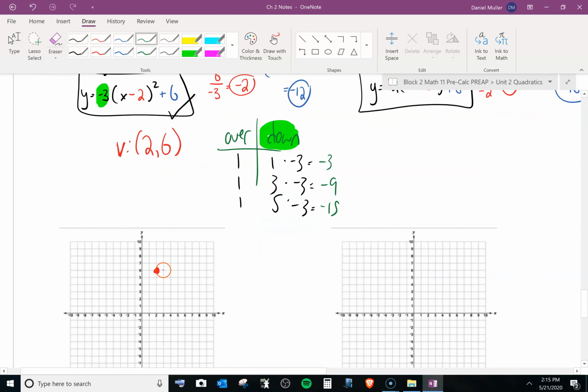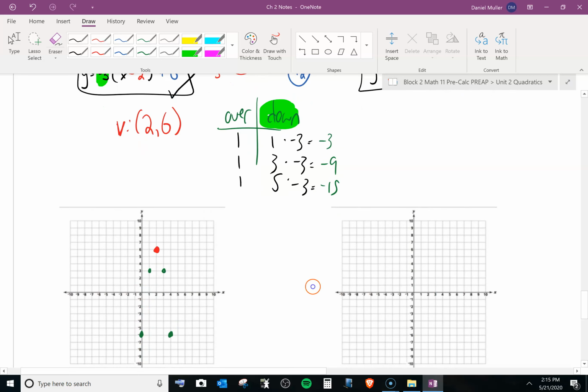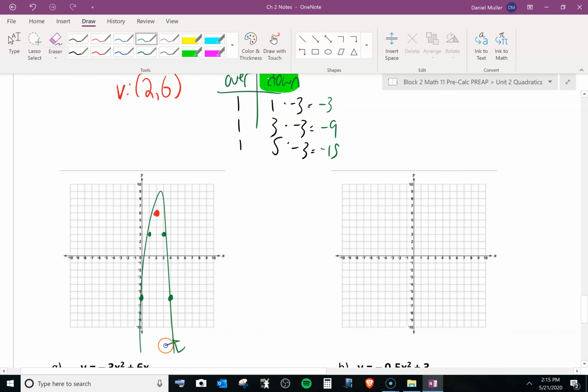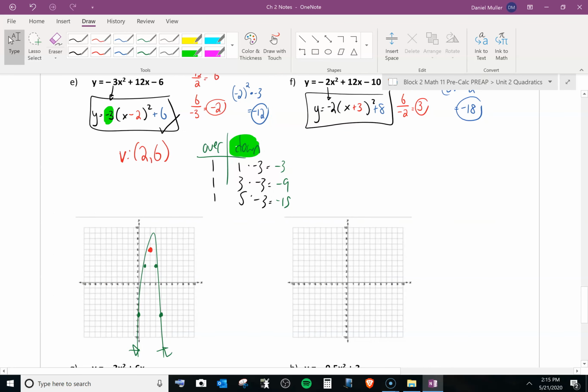So I'm going to go over 1, down 3, over 1, down 1, 2, 3, over 1, down 9, 3, 4, 5, 6, 7, 8, 9. And then 3, 6, 9. And then you can graph that. I'll zoom out a bit.